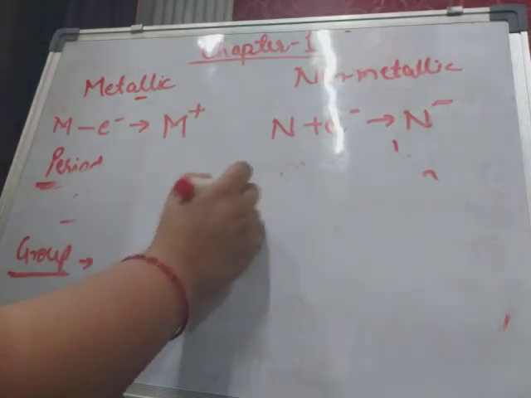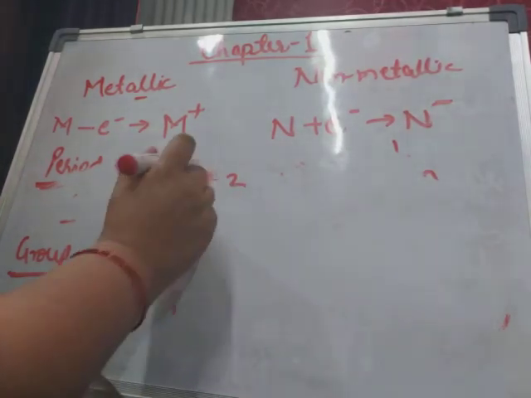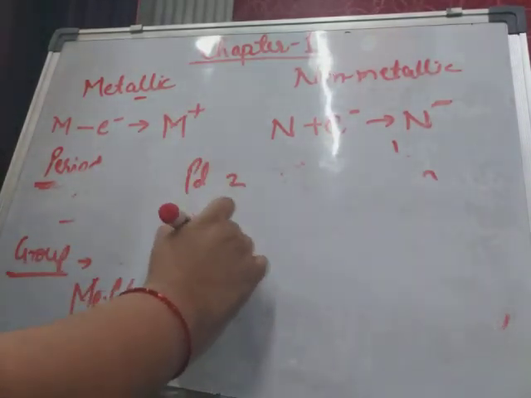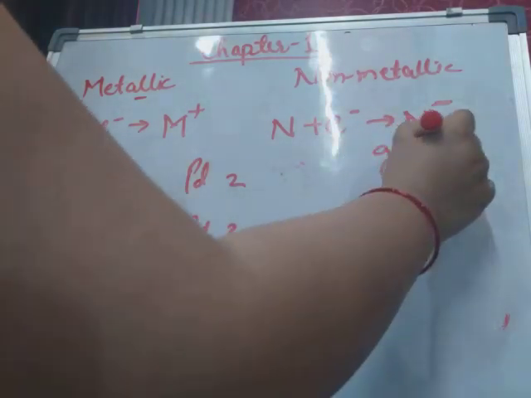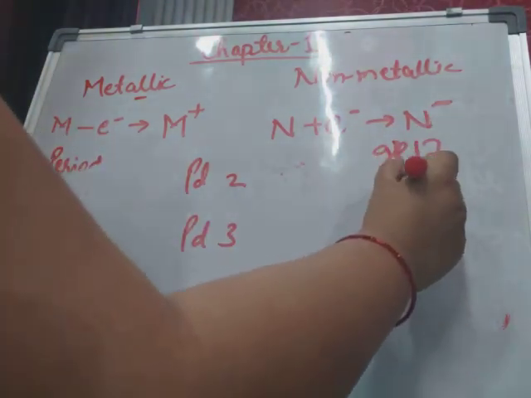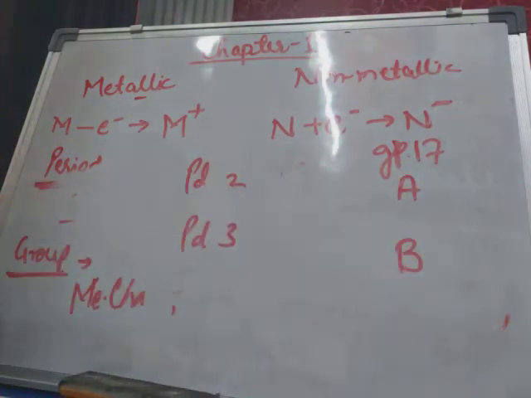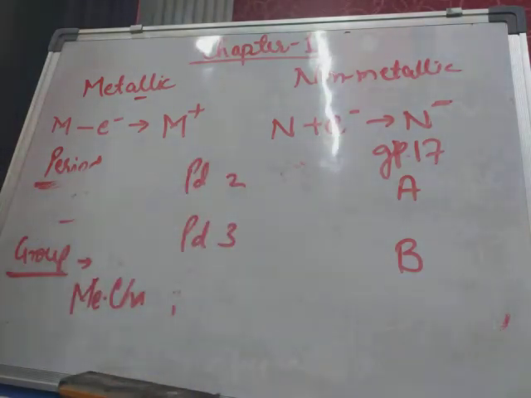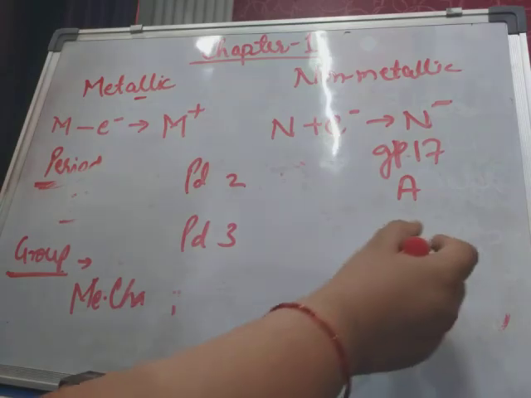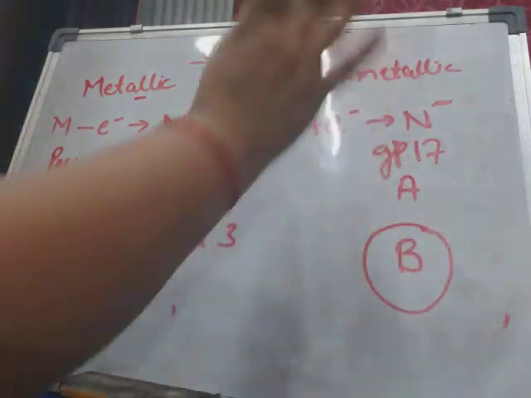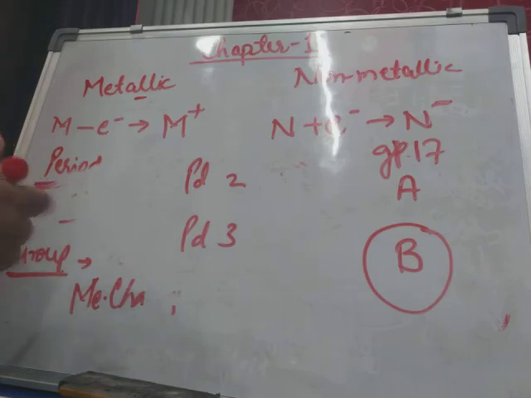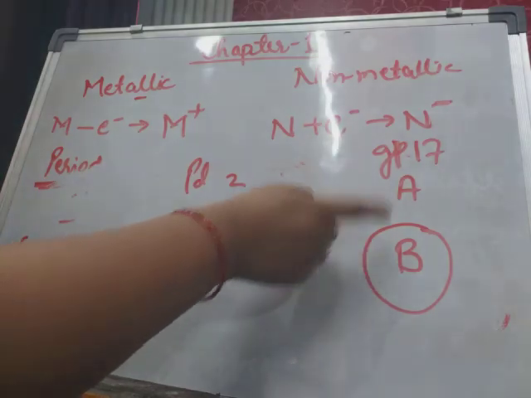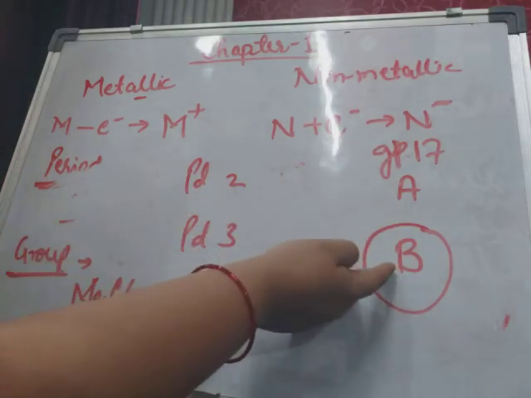suppose group 17 is there, and period 2 is there and period 3 is there. One element is present here, suppose A, and the other one is B, and if you are asked out of A and B which will be more metallic, then your answer will be B. Yes, we know that they are non-metals, but still if we are moving from top to bottom in a group, if we compare these two only, then B will be more metallic as compared to A.